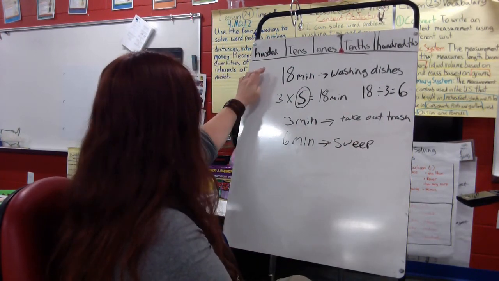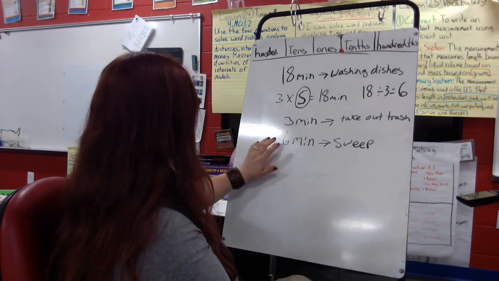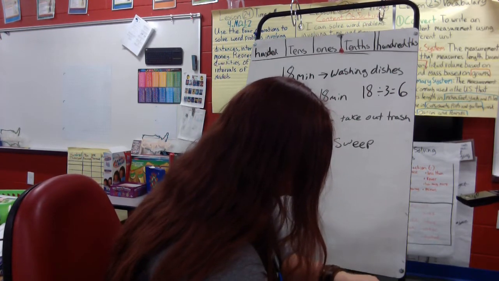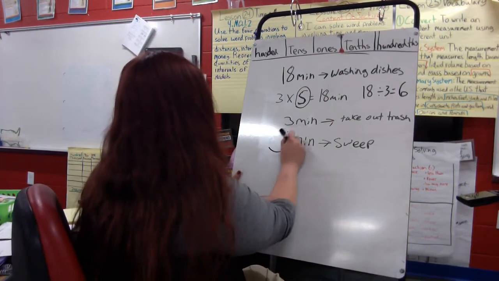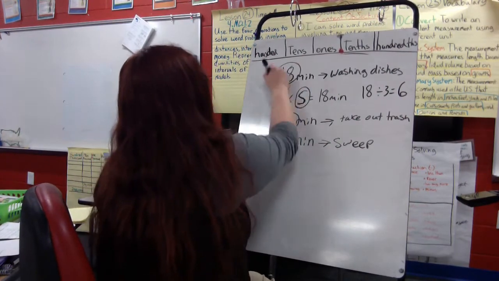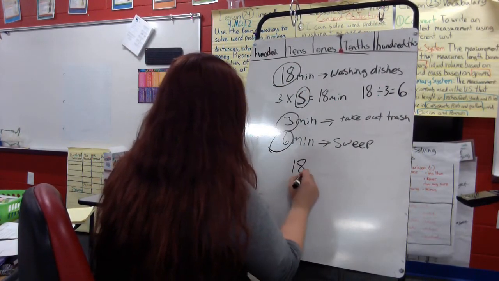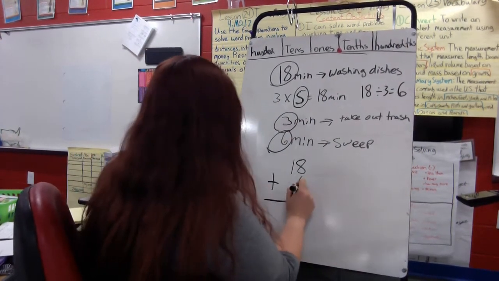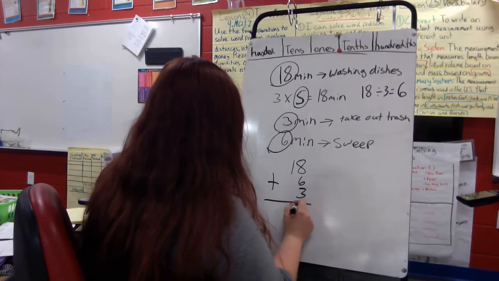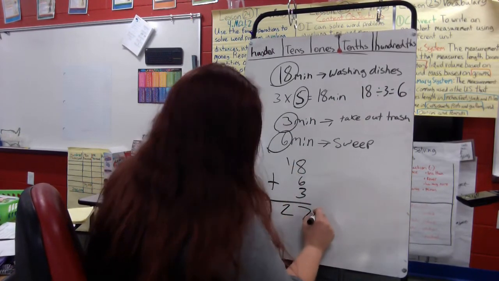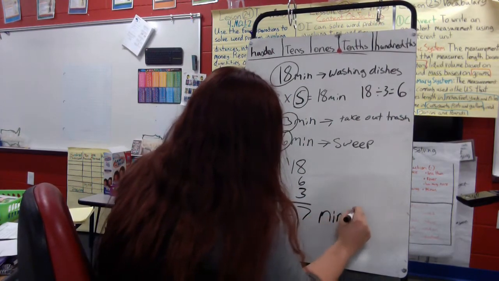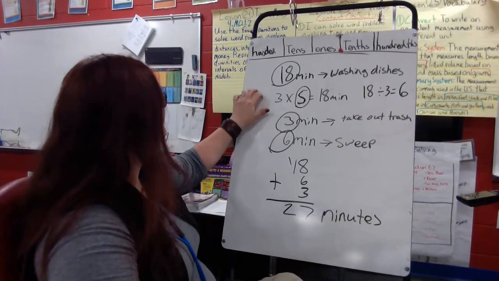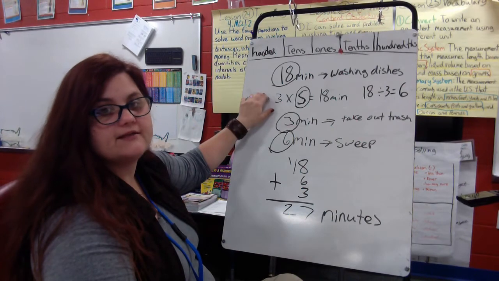So now we have 18 minutes washing the dishes, 3 minutes taking out the trash, and 6 minutes sweeping. They want to know how long did it take Steve to complete all of the work. So we just need to add up our 6, our 3, and our 18. So your problem's going to look like this. So it took him 27 minutes.